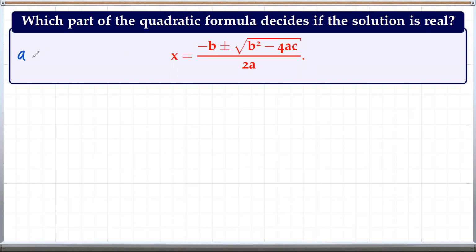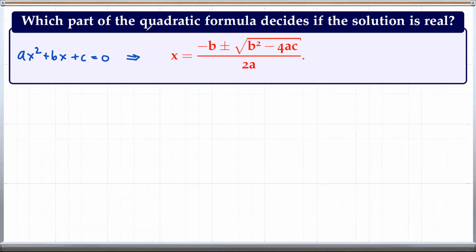If we have the equation ax squared plus bx plus c equals 0, then we say the solution is given by this formula: x equals negative b plus or minus the square root of b squared minus 4ac, divided by 2a.